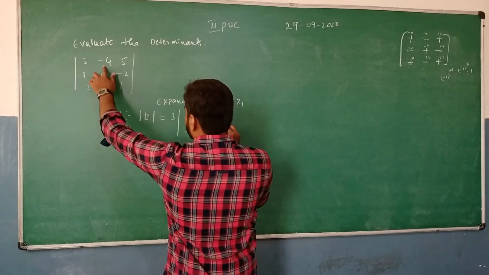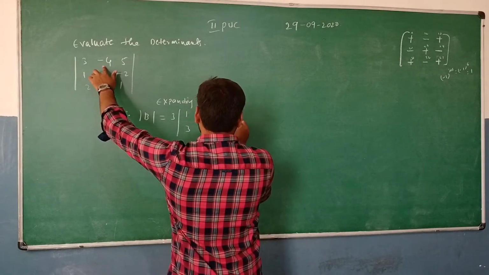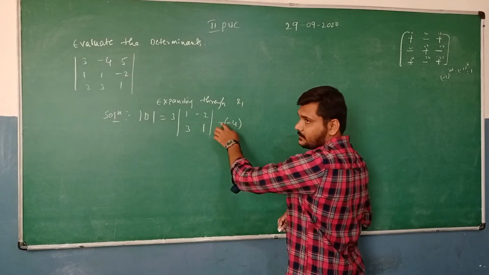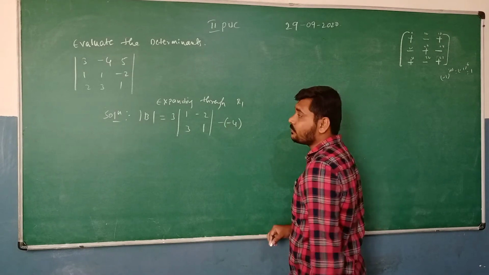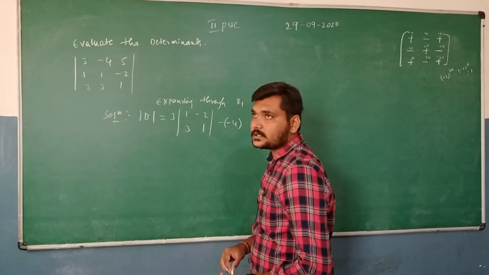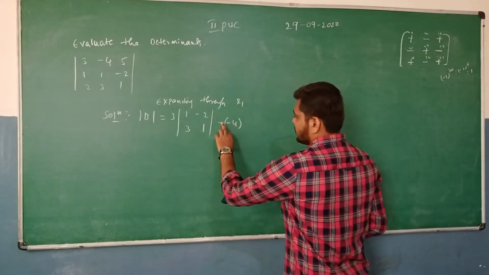So here minus 4, again minus 4 into minus. Minus sign, you already know why it is coming. Minus 1 to the power of 1 plus 2, that's going to be 3, minus 1 to the power of 3, that's going to be minus 1. So we are writing just minus here.